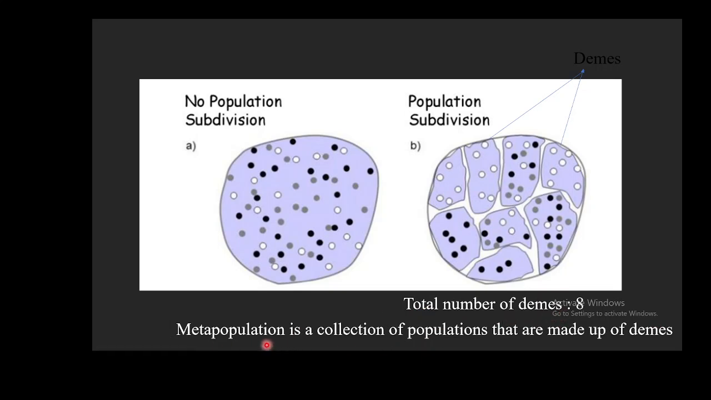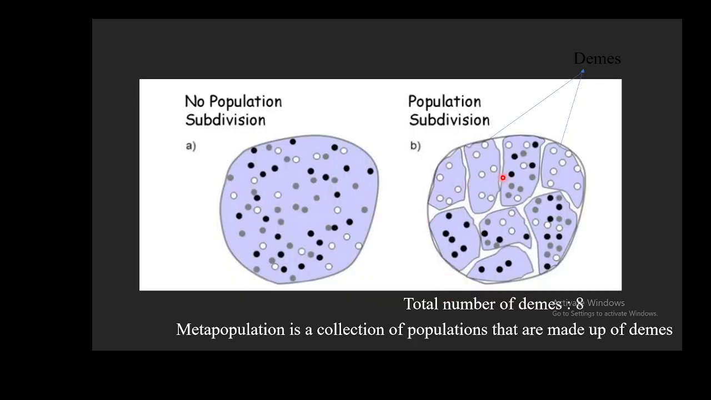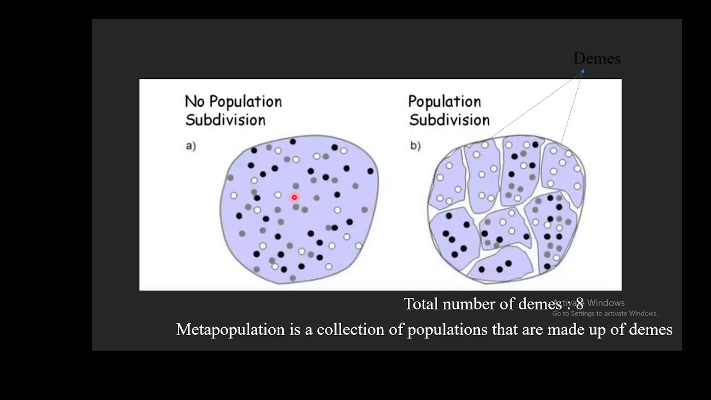And what is a metapopulation? It is the collection of populations that are made up of demes. Now you collect all of these demes. This is known as the metapopulation. So now see this. The individual component populations are called demes. You can see this is a deme, this is a deme. And the metapopulation is the collection of populations made up of demes. So all of these demes will constitute the metapopulation. So this is the difference between the metapopulation and demes.